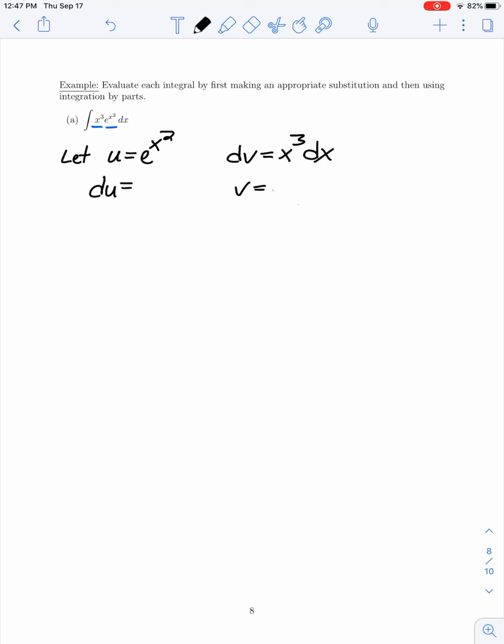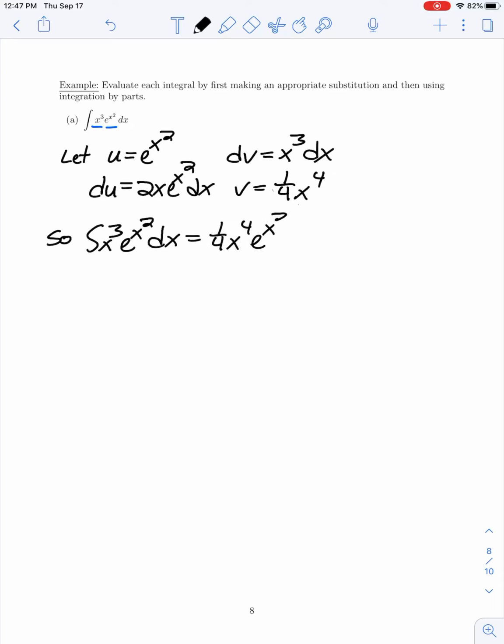Well, du, using the chain rule, would be 2x times e to the x squared dx, and v would be 1/4 x to the 4th. So applying integration by parts, we would have u times v, or 1/4 x to the 4th e to the x squared, minus the integral of v du, which would give us 1/2 x to the 5th times e to the x squared dx.